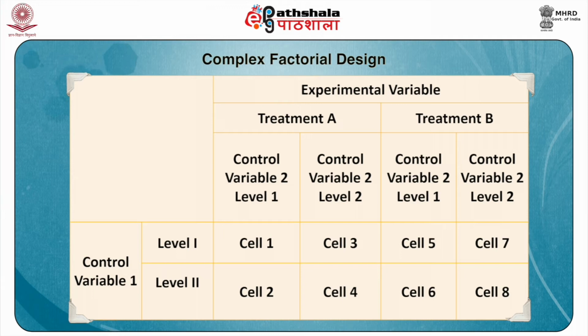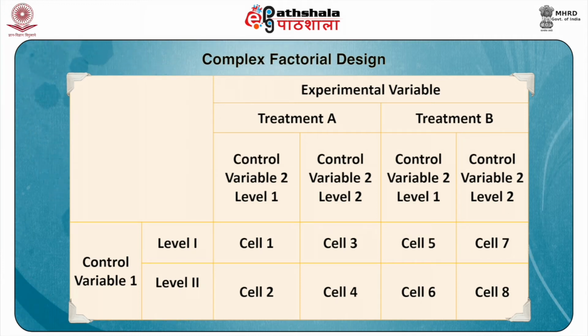To determine the main effect for the experimental variable, the researcher must compare the combined mean of data in cells 1, 2, 3 and 4 for treatment A with the combined mean of data in cells 5, 6, 7 and 8 for treatment B. In this way, the main effect for the experimental variable, independent of control variable 1 and variable 2, is obtained.